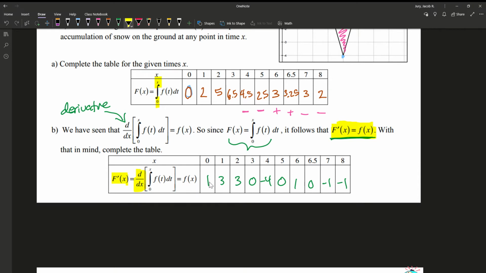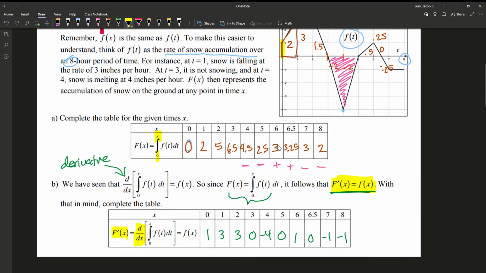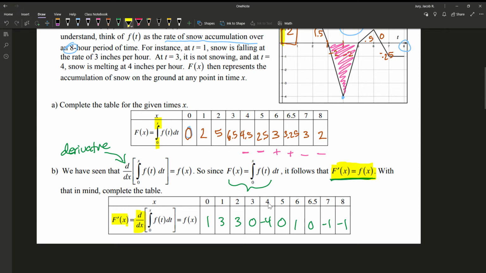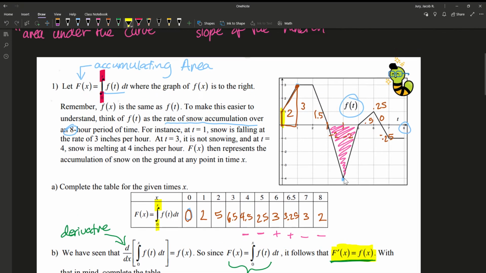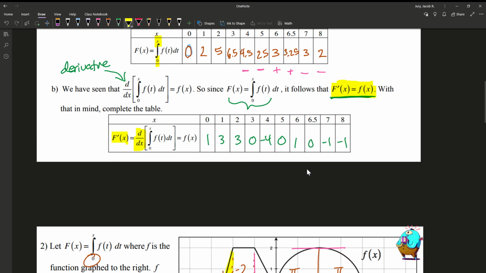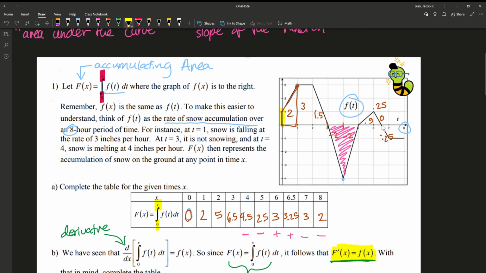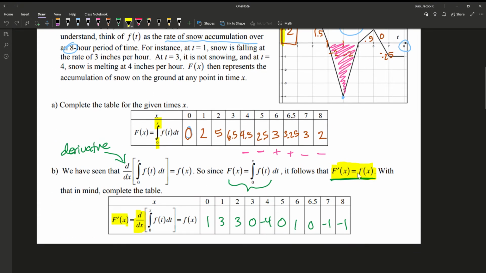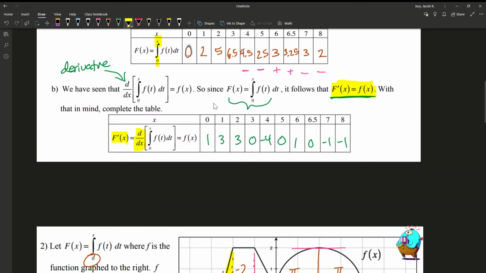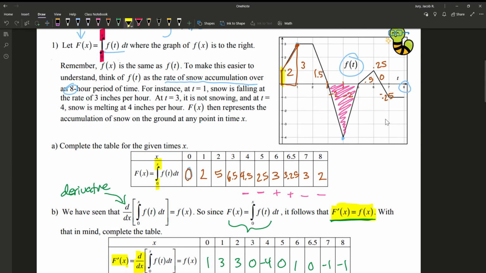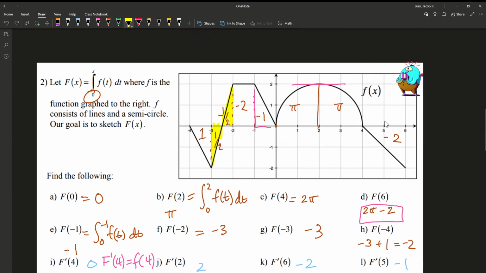So what's the y value of the function at x equals 0? That's 1. What's the y value of the function at x equals 4? That's negative 4 right here. What's the y value at 6.5? That's 0. So that's telling us the derivative of the integral. So we're just looking at the notation with these first two examples, knowing how to look at them.